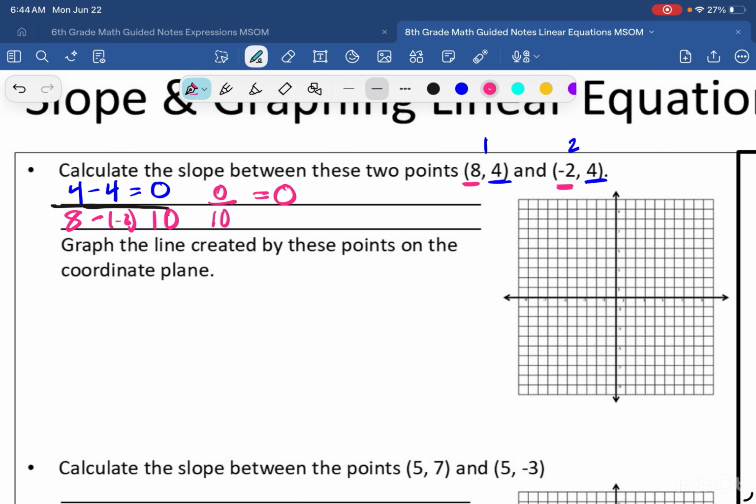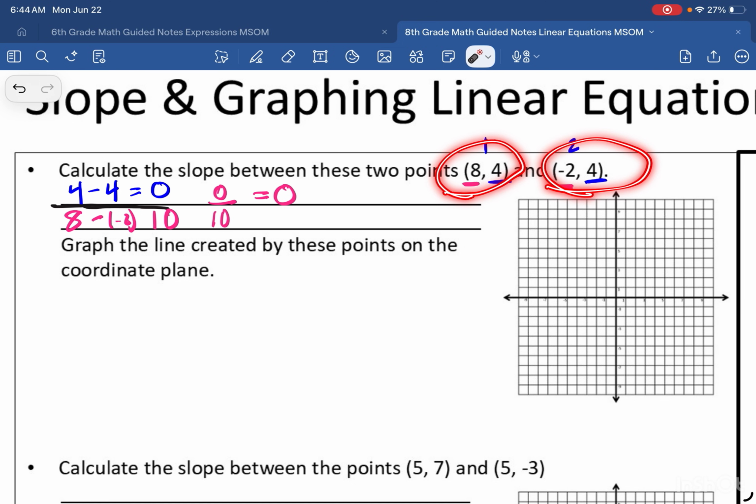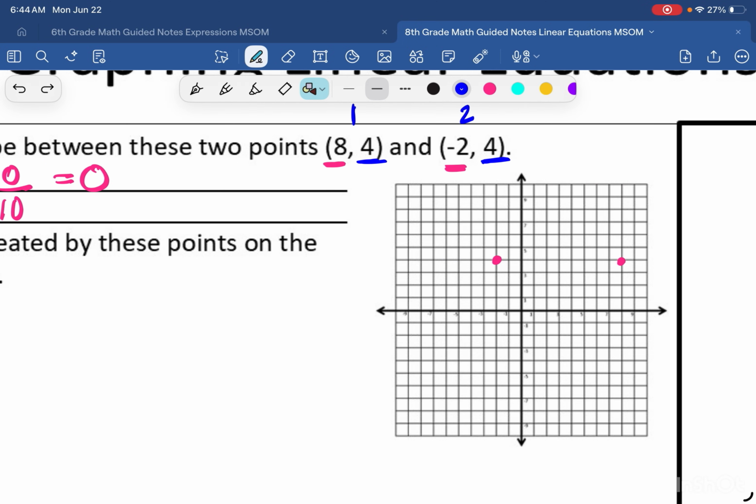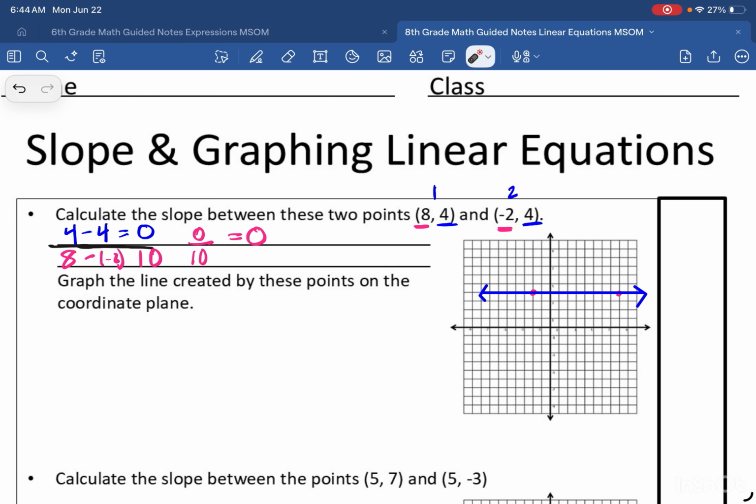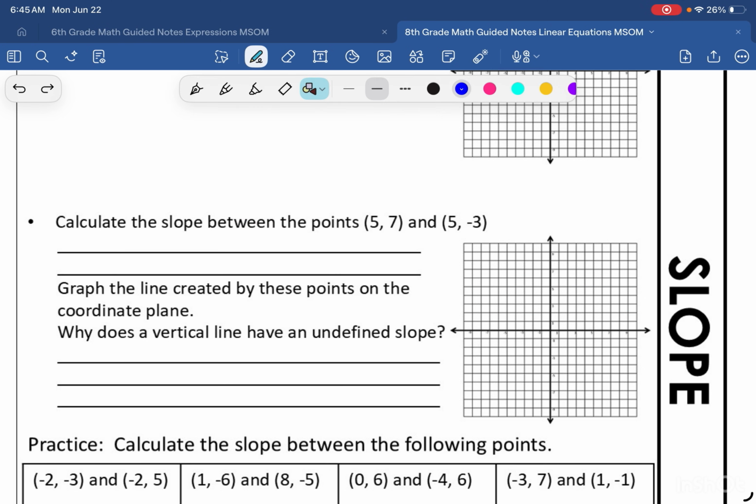So let's graph those points. I'm going to graph 8, 4 and -2, 4 on my graph. So those are my points, and now if I connect them to make the line, that's the line of those points. Remember that a 0 slope is a horizontal line, so that makes sense. 0 slope, and it is a horizontal line. Calculate the slope right here. It doesn't matter which points I use first as long as I'm consistent.